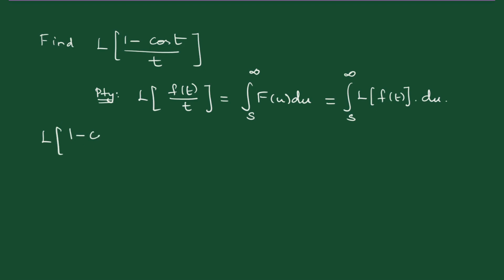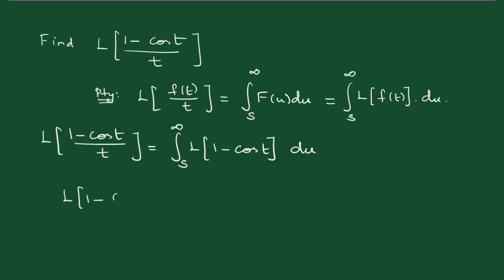So now L of 1 minus cos t divided by t can be written as integral s to infinity L of 1 minus cos t into du. Now we have to find this L of 1 minus cos t separately. So here let us find what is L of 1 minus cos t. So this is equal to, this is very simple. First we have to split it using linearity property.